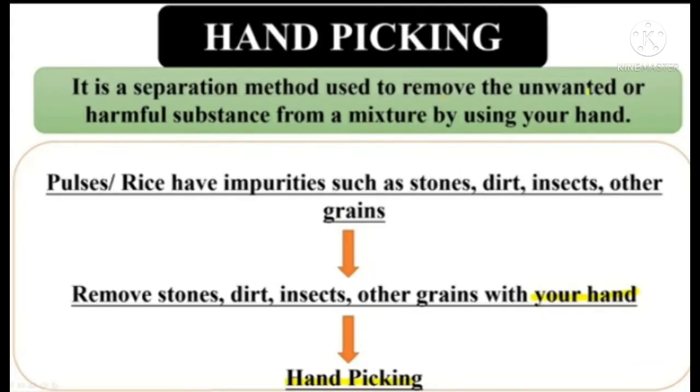So what is hand picking? It is a separation method used to remove the unwanted or harmful substances from a mixture by using your hand. Pulses and rice have impurities such as stones, dirt, insects, other grains. All these impurities are separated by this hand picking method.